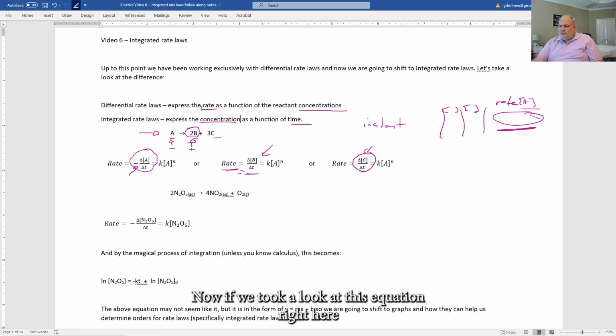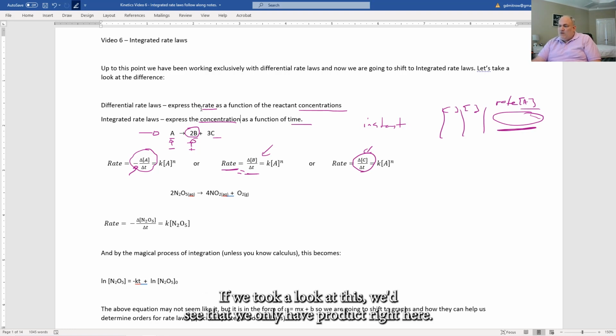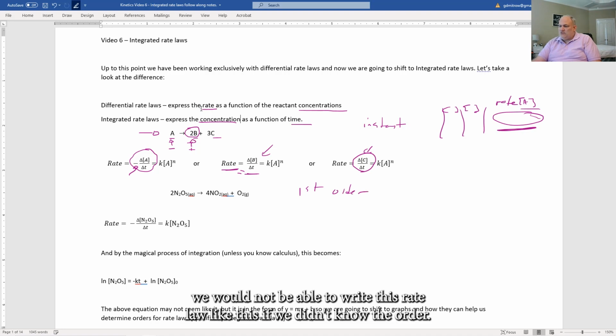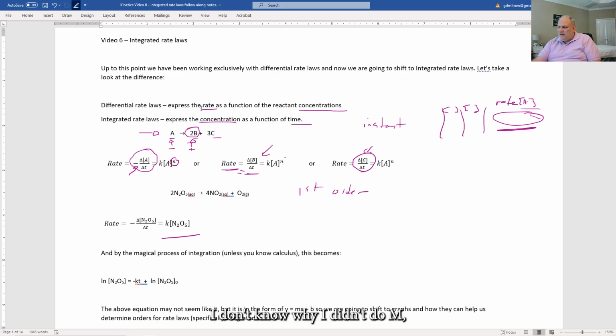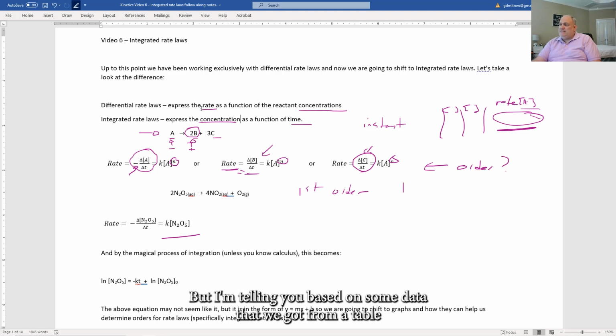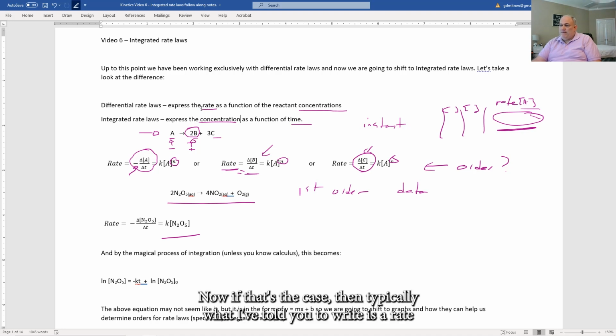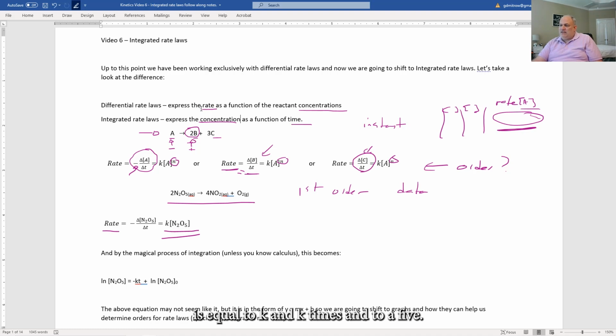Now, if we took a look at this equation right here, just to give you a practical example so we aren't using A's, B's, and C's, we'd see that we only have product right here. And I'm telling you in this particular case that this is first order. We would not be able to write this rate law like this if we didn't know the order. Notice in all these other examples, I use the letter n. I don't know why I didn't use m. But that is what the order is, and we don't know what the order is, so we didn't write it here. But I'm telling you, based on some data that we got from a table in advance, we know that this reaction right here is first order. If that's the case, then typically what I've told you to write is rate is equal to k times N2O5.